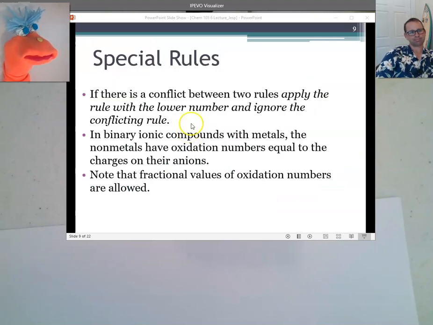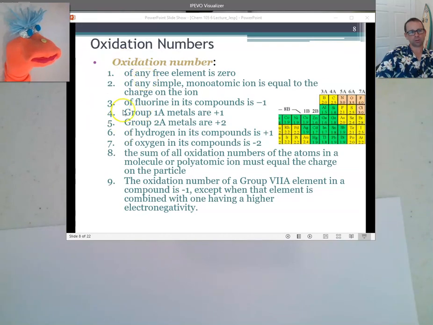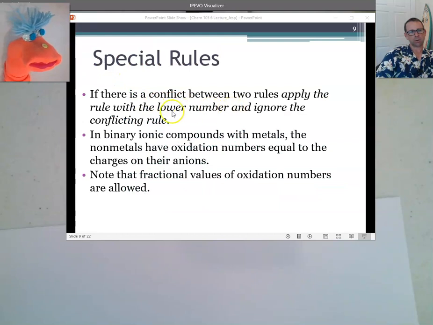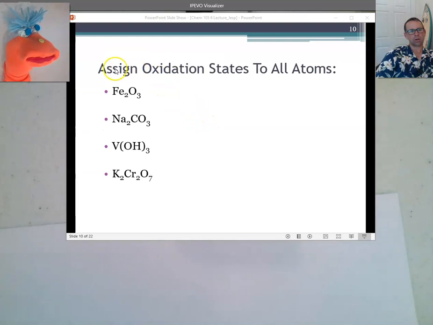Okay. Now, as I mentioned, if there's a conflict between two rules, you apply the rule with the lower number, the one up here, and ignore the conflicting rule. All right? Okay, so let's assign oxidation states to all the atoms in this compound.